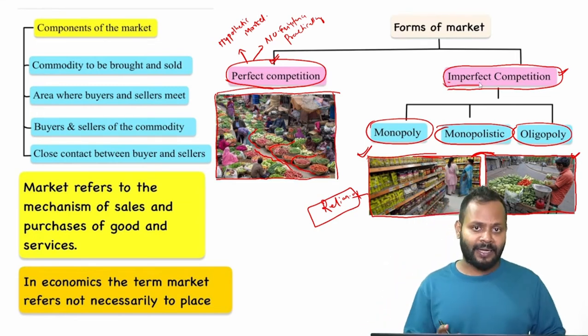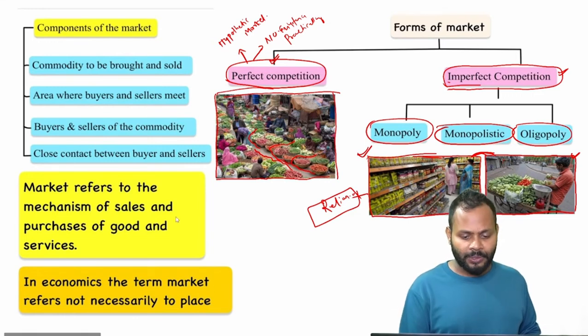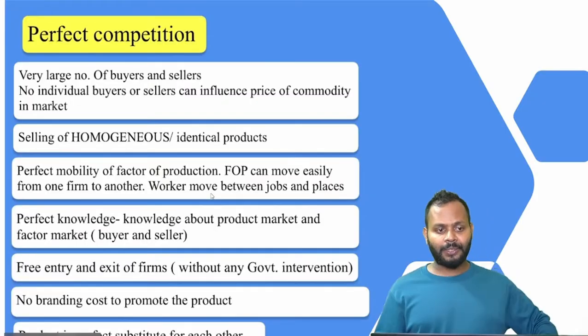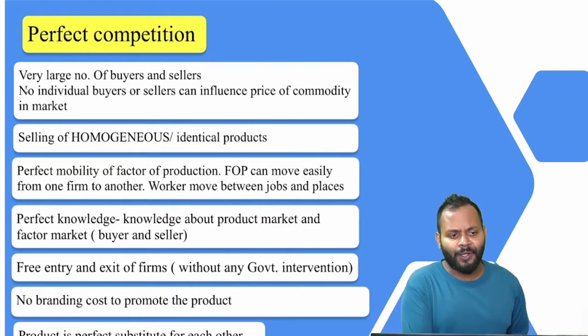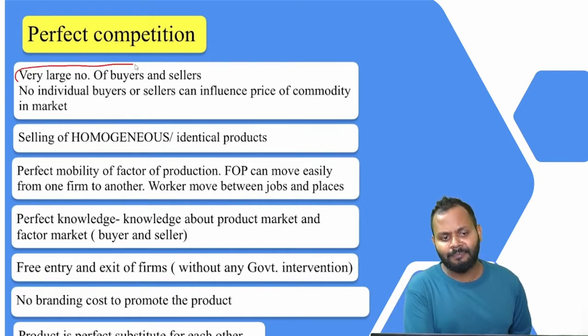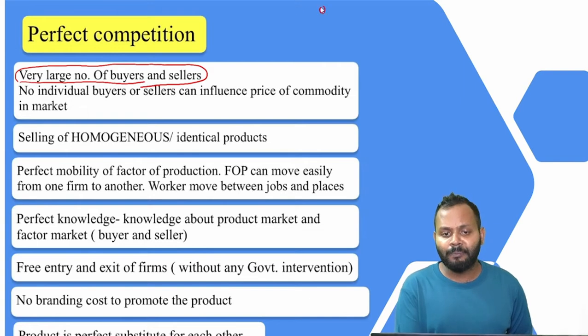That's a basic understanding. Now we will understand what perfect competition is. In perfect competition, the first point is very important: a large number of buyers and sellers. Please, everyone, a large number of buyers and sellers. That means more buyers.